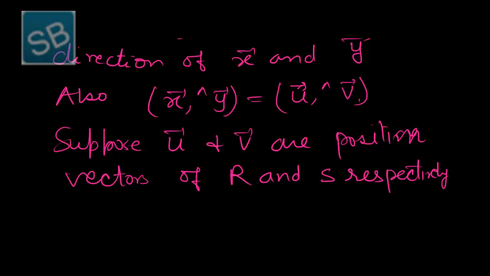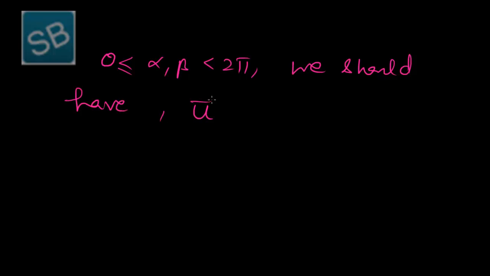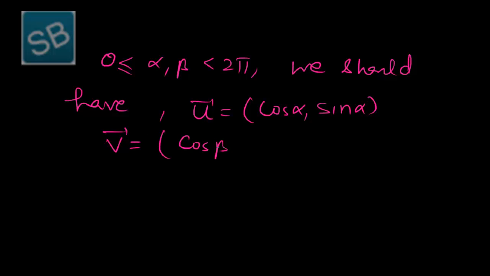Since you can see R and S lie on the unit circle, therefore for some alpha and beta lying between 0 to 2 pi, we should have vector u equal to cos alpha, sin alpha as coordinates, and vector v equal to cos beta, sin beta as coordinates.